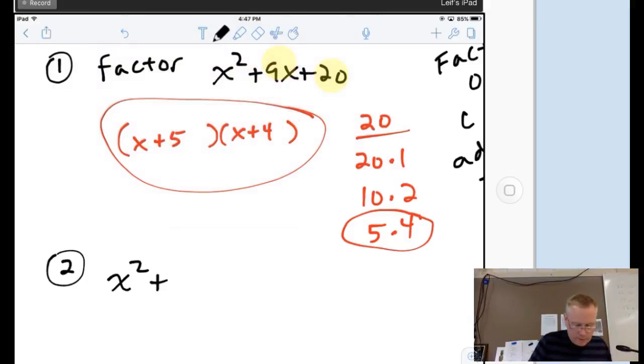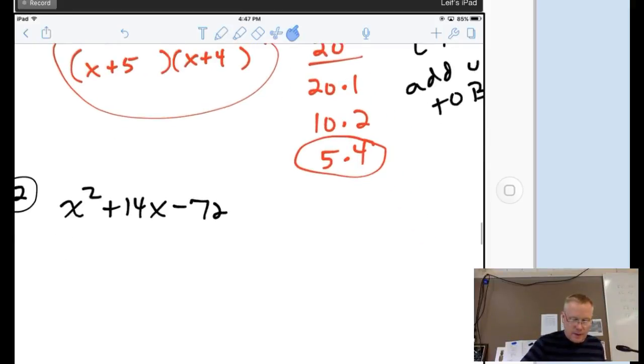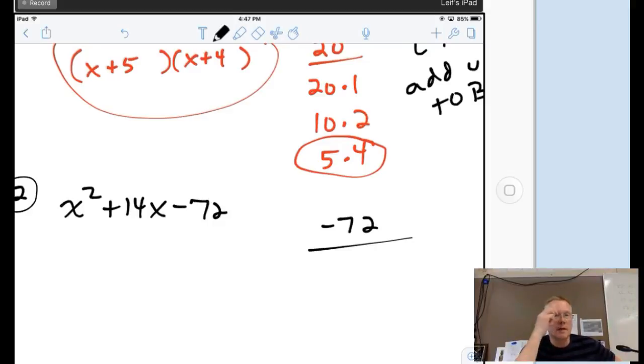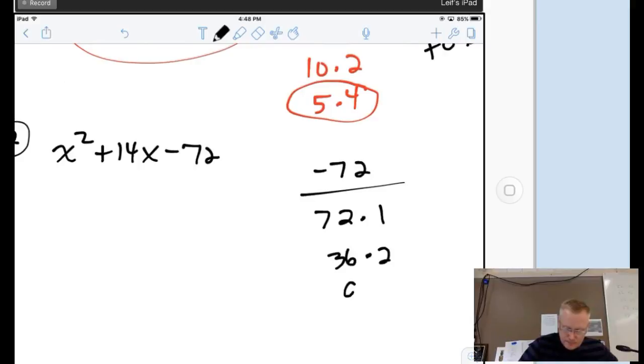x squared plus 14x minus 72. Okay, so factor that one. A little trick here. Negative 72, I'm over here, I'm listing them. Usually I first just try to figure out what multiplies to 72, and then I'll worry about the negativeness in a moment. So negative 72, that would be obviously there's 72 times 1, there's 36 times 2, there is 9 times 8, there is 18 times 4. That's a pretty good list. I'm sure there's a couple more, but let me start there.